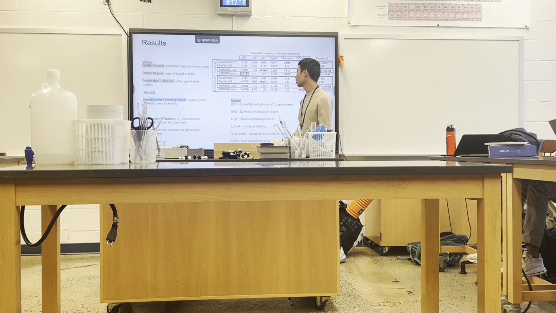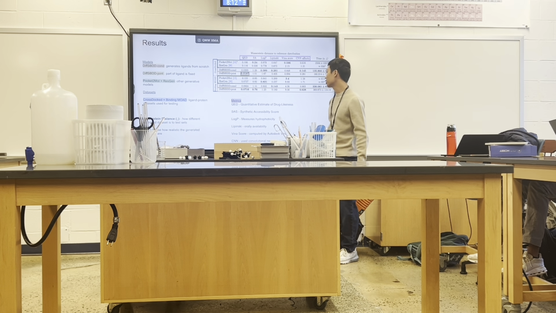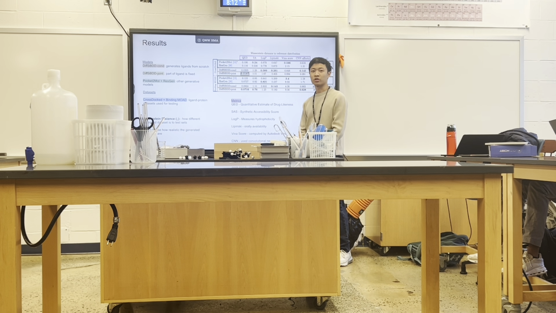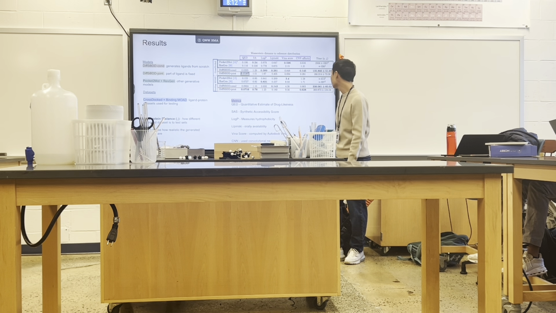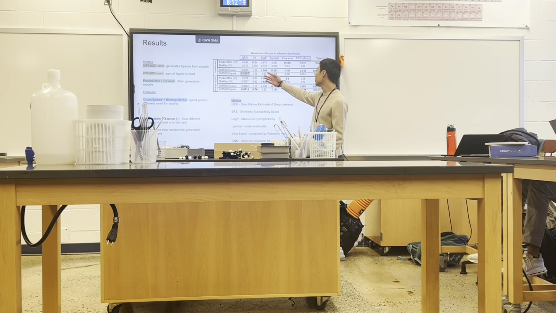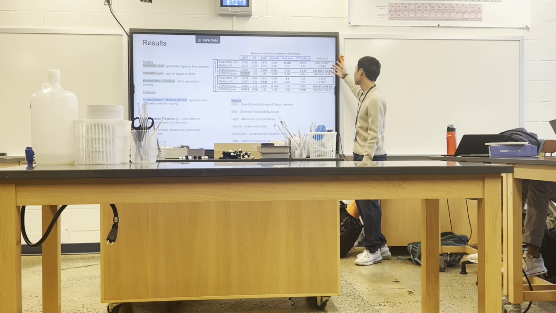So how realistic is DiffSBDD? And it turns out it's pretty realistic. Other metrics used are SAS, which is synthetic accessibility score, log P, which measures hydrophobicity, Lipinski, like how well it's orally available, Vina score, which is like some binding energy, and then CNN, which uses a convolutional neural network to predict binding energy. As you can see, not only does DiffSBDD have the best metrics in many categories, it's bolded the most times, it also has the lowest runtime.